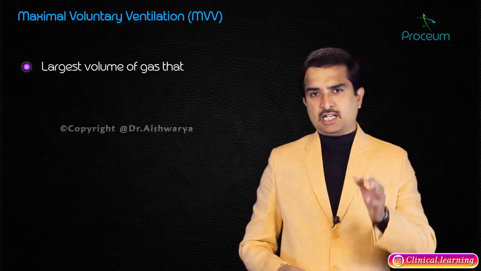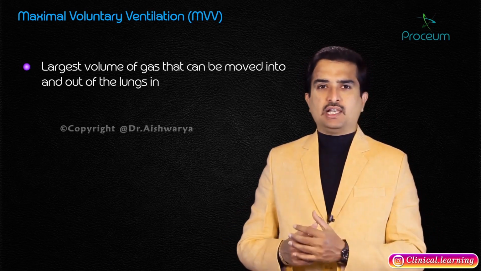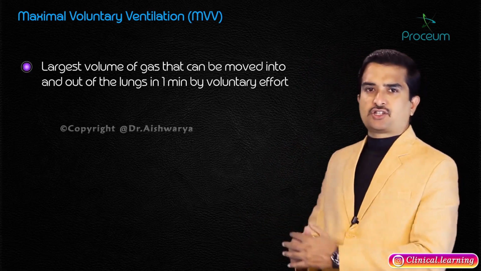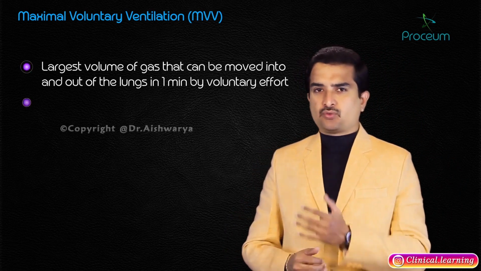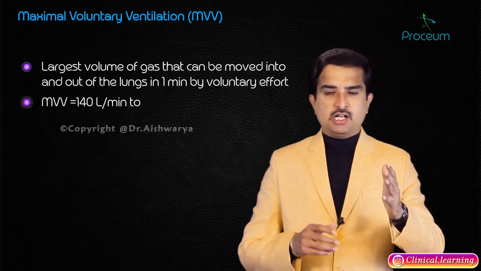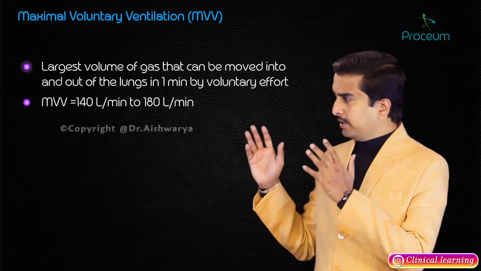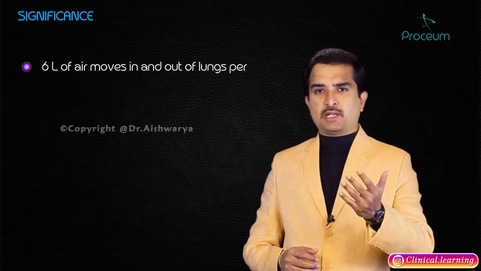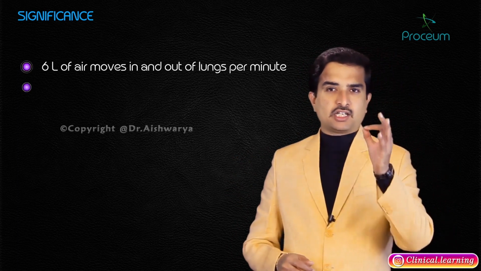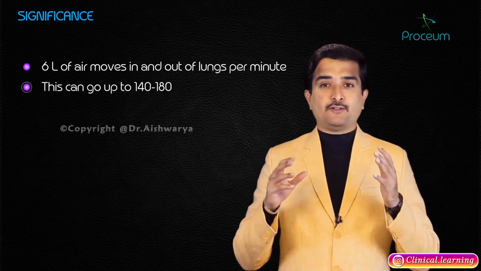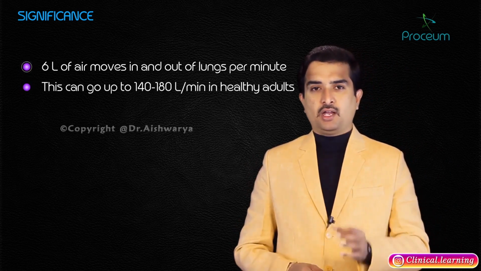And the next is, what is the maximal voluntary ventilation? It is the largest volume of gas that can be moved into as well as out of the lungs in a minute by voluntary effort. For example, the normal values range from 140 liters per minute up to 180 liters per minute for a healthy adult man. What is the clinical significance? In a normal person during normal breathing, 6 liters of air moves in and out of the lungs per minute under resting conditions, and this can go up to a maximum of 140 to 180 liters per minute in healthy adults.